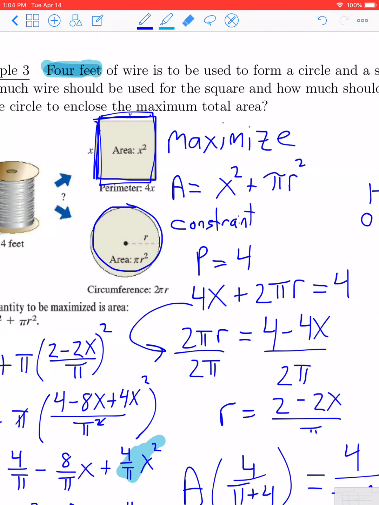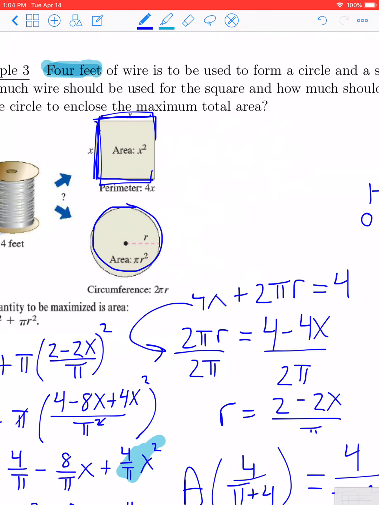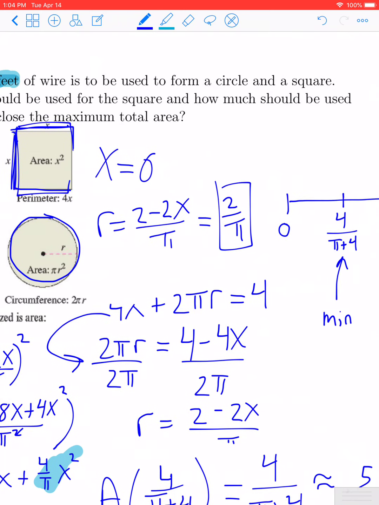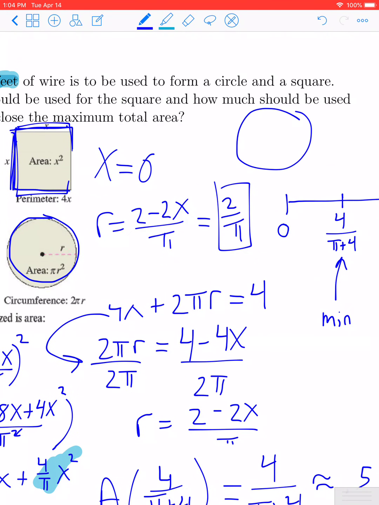So how much should we use for each shape? Well, essentially this is telling us that we're not going to use any square. So x is going to be equal to 0, and our radius of our circle, if you go back, r was 2 minus 2x divided by pi. If x is 0, then this is going to be 2 over pi. So in order to create the maximum possible area, all we're going to do is simply use a circle. And the radius of that circle is going to be 2 over pi, and that will give us the maximum possible enclosed total area, meaning we wouldn't use any part of the square, just all circle.